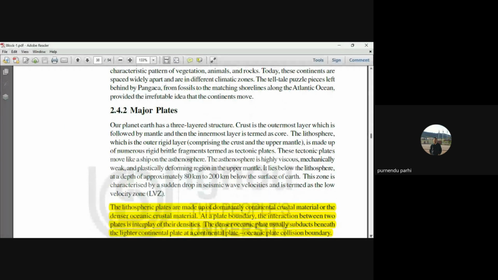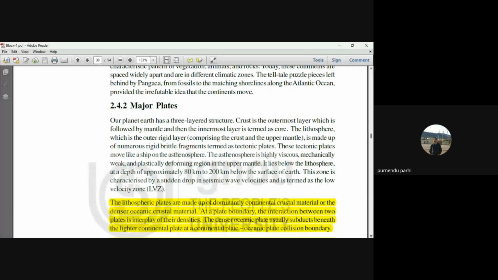Then the major plates. Our planet Earth has a three-layer structure. The crust is the outermost layer, which is followed by the mantle, and then the innermost layer is the core. The lithosphere, the outer rigid layer, is made up of numerous rigid brittle fragments termed tectonic plates. These tectonic plates move like a ship on the asthenosphere.